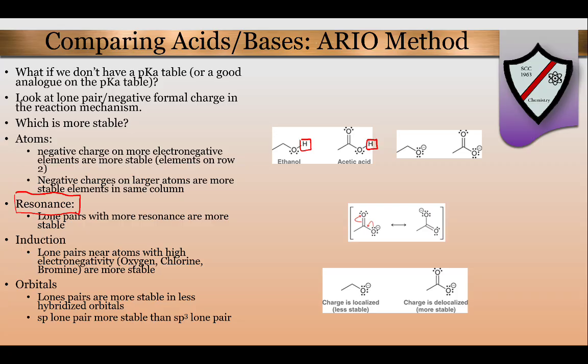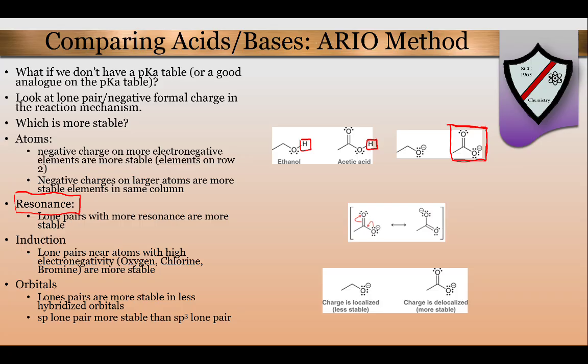So we can show that lone pair being associated with two different oxygen atoms, and resonance of a lone pair leads to stability. Lone pairs with more resonance are more stable than lone pairs with less or no resonance. So what that means is in acetic acid, that negative charge is very stable. So this molecule here, its conjugate base, is very stable.